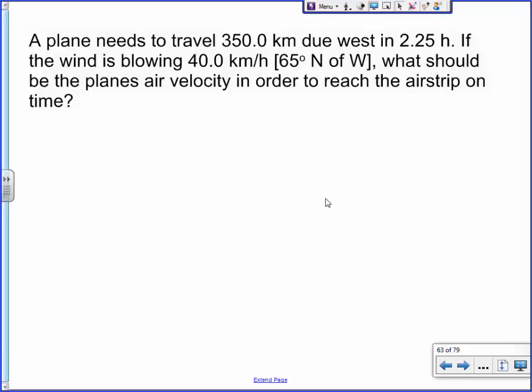This right here was 40 kilometers an hour along this little bit right here. So can we convert 40 kilometers an hour into meters per second? I get 11.1 repeating meters per second. That's how fast the wind is pushing us with this angle right here.